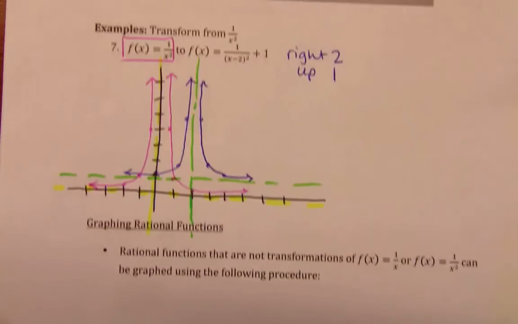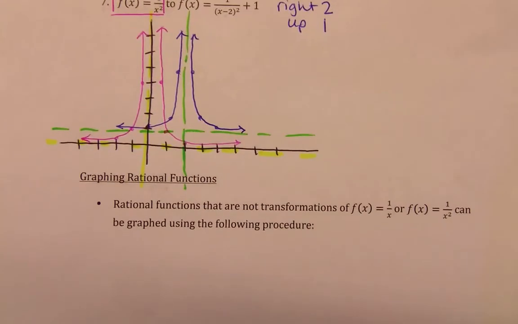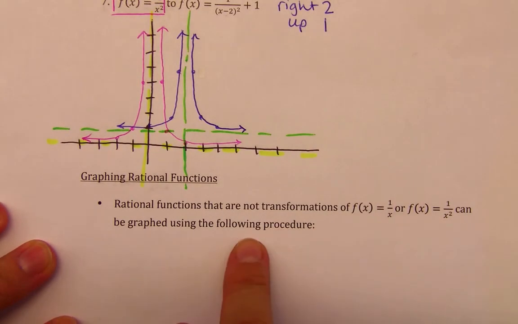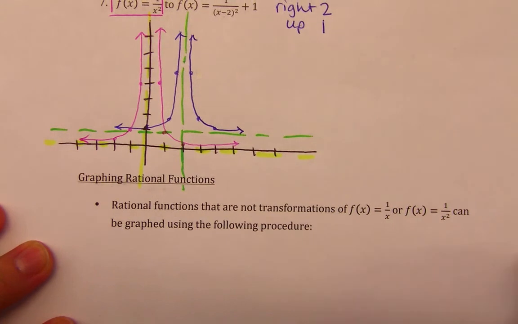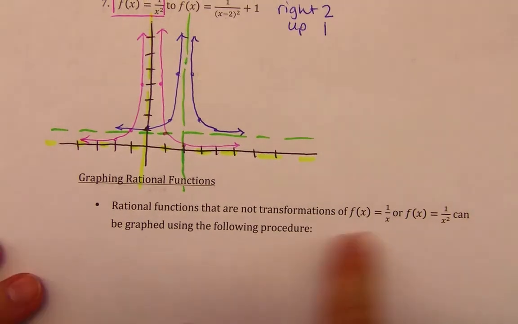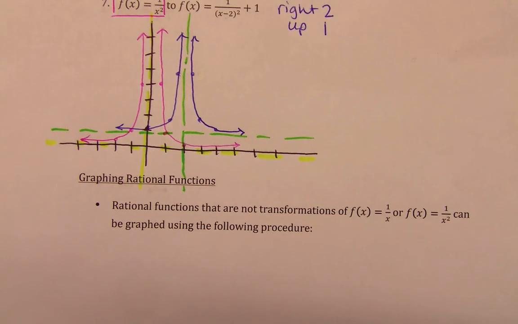Now, at the bottom of this page, it says graphing rational functions that are not transformations of one of these two. On the next page, we're going to look at a procedure for graphing just random rational functions. These are the nice ones. The ones we're about to look at are not as nice. I'm going to go ahead and cut this video right here, and so this will be the end of Chapter 2, Section 6, Part 2, and then the next video will be Part 3.